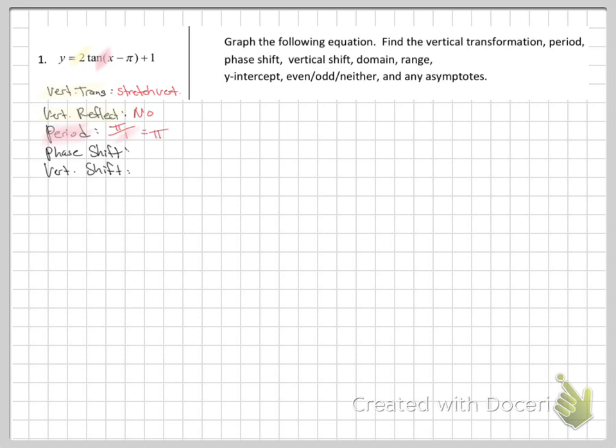Phase shift comes from inside the parentheses. It says minus pi, but you actually move it the opposite way, so write pi. And vertical shift comes from the number at the end, plus 1. So first of all, it's up 1. As soon as I see that, I know it can't be odd. So now we know this one's neither. Let's just write that down. We'll talk about it later, but even, odd, neither. Tangent's never even, and as soon as you have a vertical shift, you know it's not odd, so it's neither.